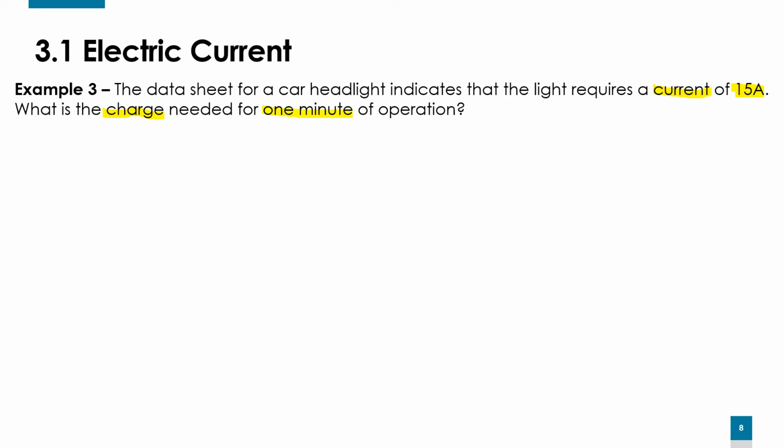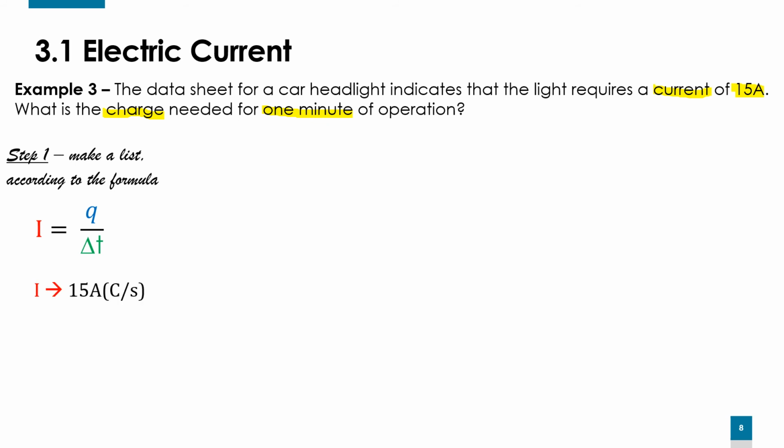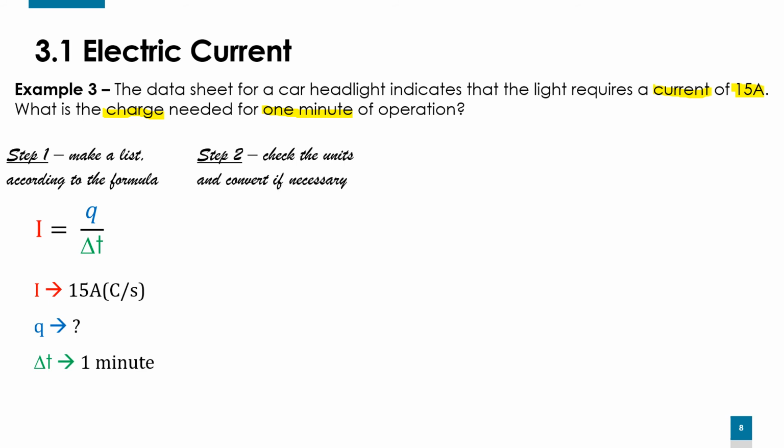Okay, so I highlight my main information. What's the first step now? Make a list. So I equals Q over time. I have the current. Yes, the current is 15 amperes or 15 coulombs per second. What's my charge? I don't know, it's asking me. And the time? 1 minute. Okay, so do I have all the information? Yes.